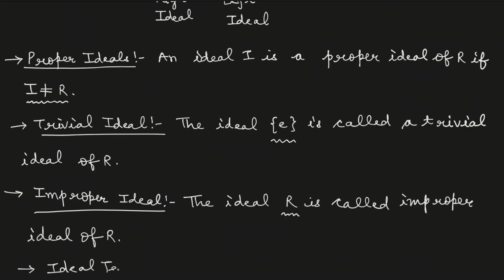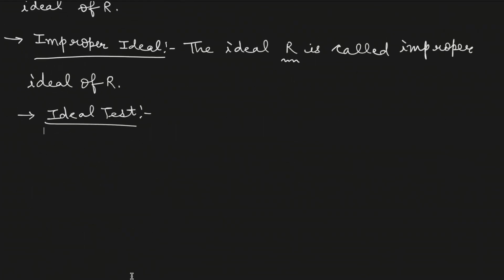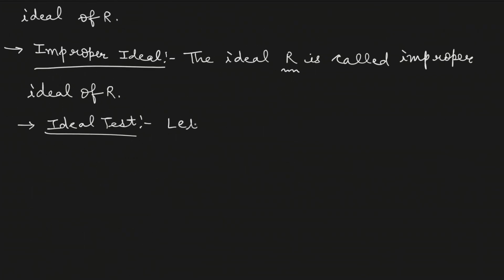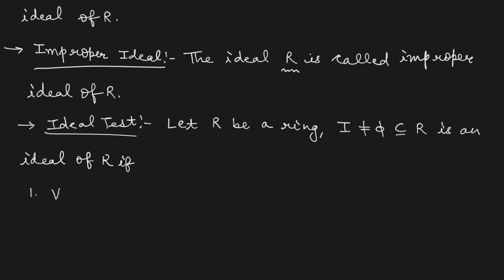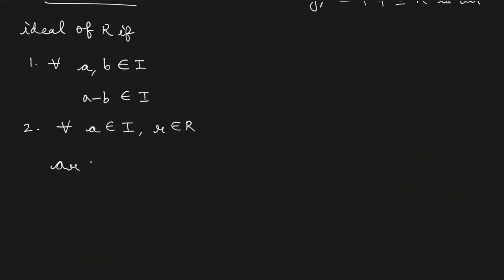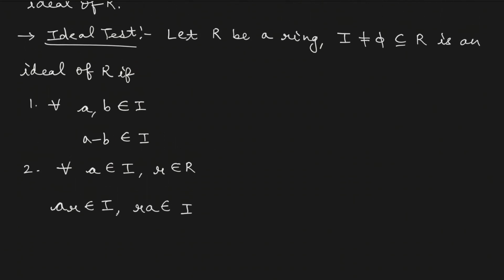Next is ideal test. Let R be a ring, I is non-empty, which is a subset of ring R. This is an ideal of R if first, for all a and b belongs to I, a minus b belongs to I. Secondly, for all a belongs to I, r belongs to ring R, ar belongs to I, and ra belongs to I. Then we will say that I is an ideal of R.